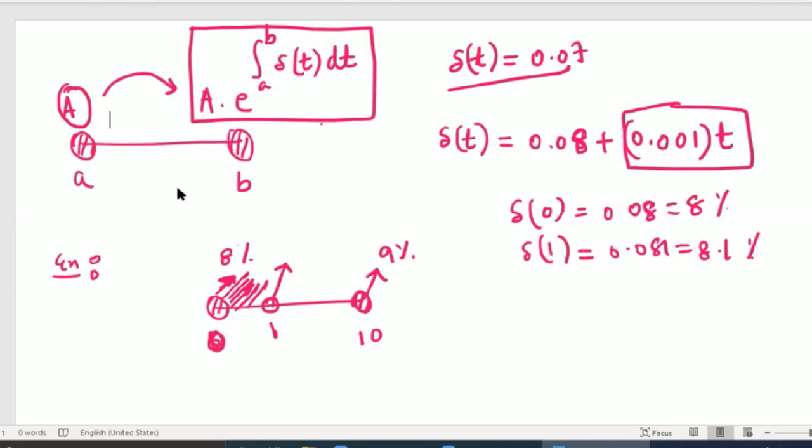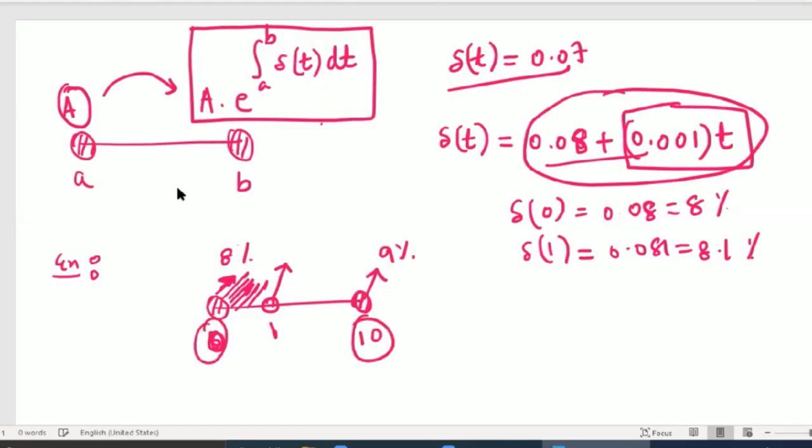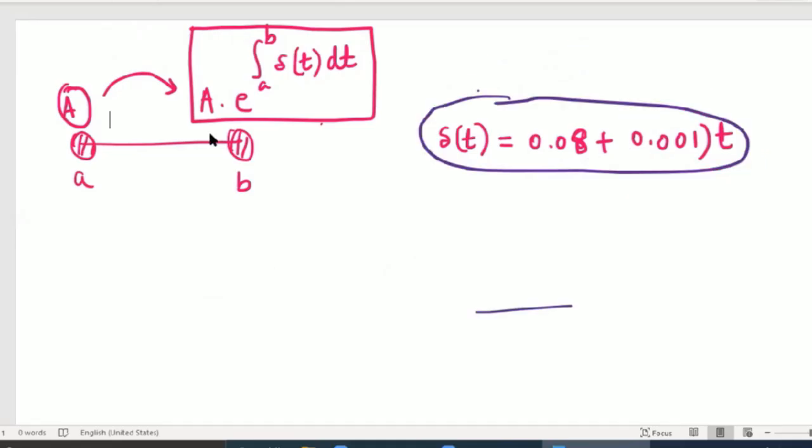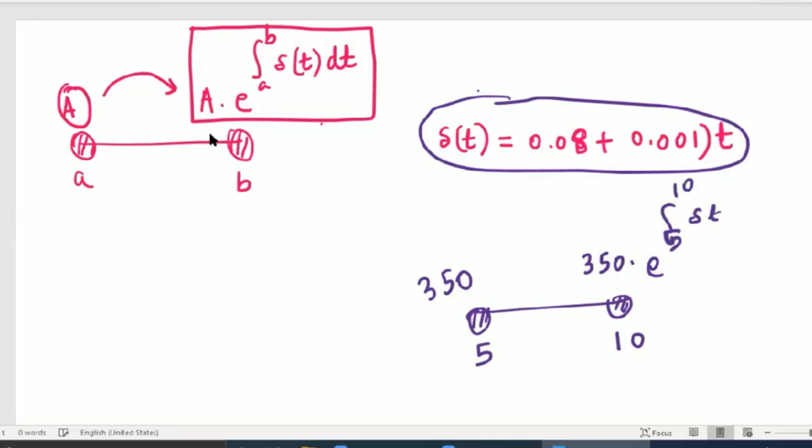So there are so many ways you get delta t. You just need to integrate this one between these two limits. That's all. Let me do it. This one will keep, and the points I can give 5 to 10. You deposit 350 and find the value here. So we'll write the formula 350 into e power integral from 5 to 10 of delta t dt.